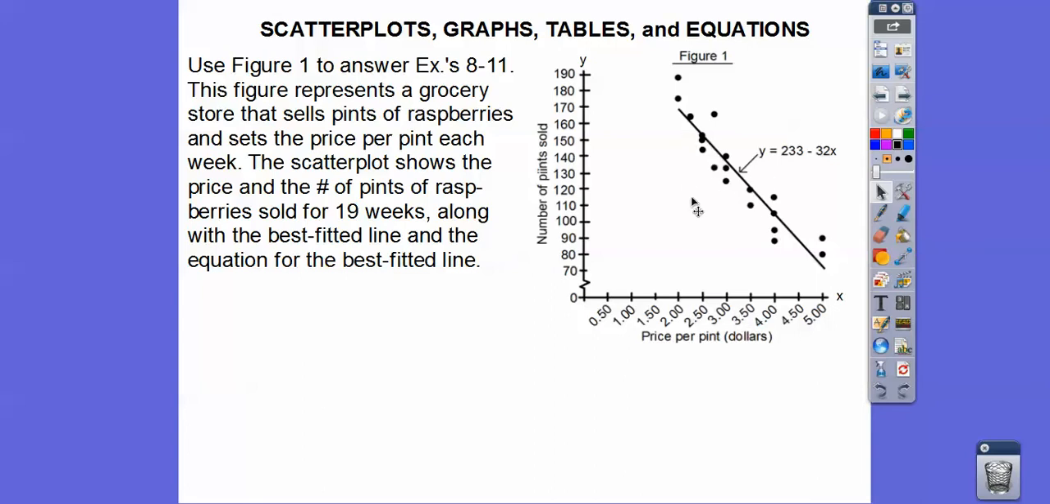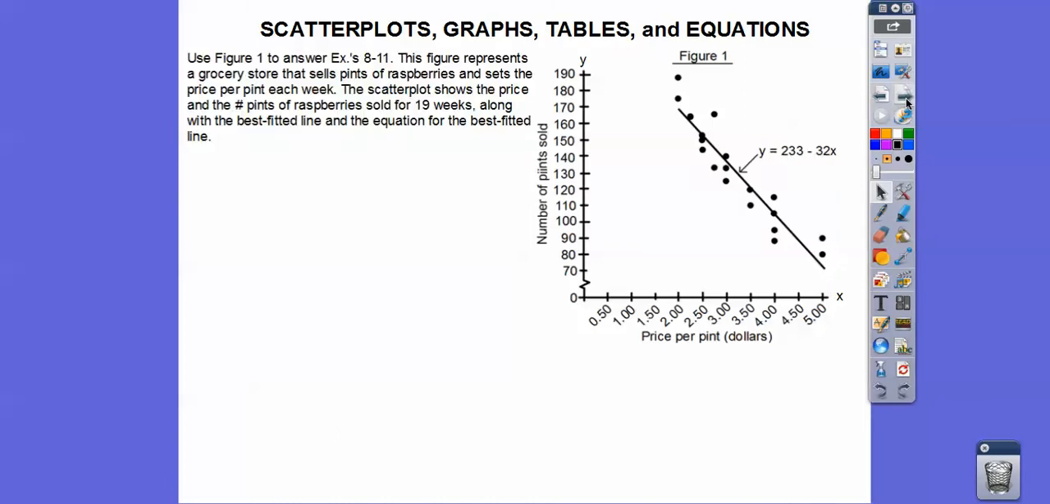So the scatter plot shows the price and the number of pints of raspberries sold for 19 weeks. So here's 19 ordered pairs right here. Along with the best fitted line, they'll have this best fitted line equation given to you guys. That's a graphing calculator exercise that you don't have to know how to do. They'll give you this equation right here. But these are just ordered pairs. Here's an XY ordered pair, here's an XY ordered pair. This is called the best fitted line, the line that fits this data the best. It's like the average of all those points. So y equals 233 minus 32x.